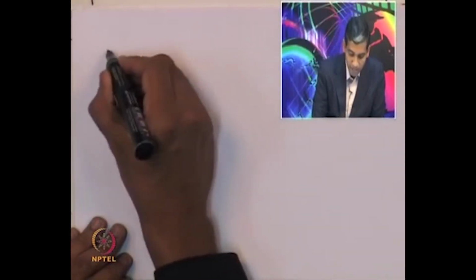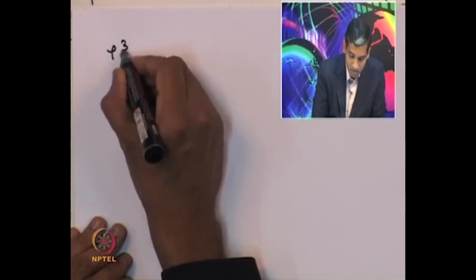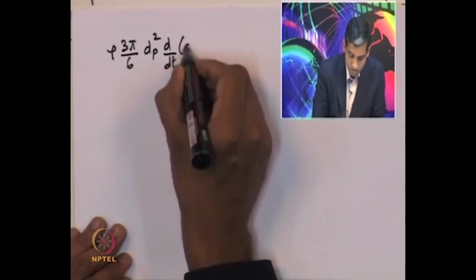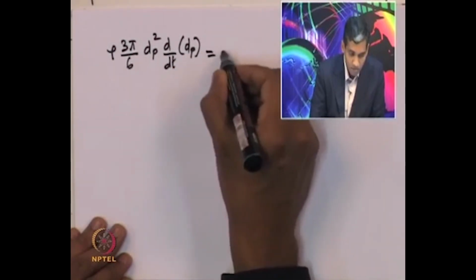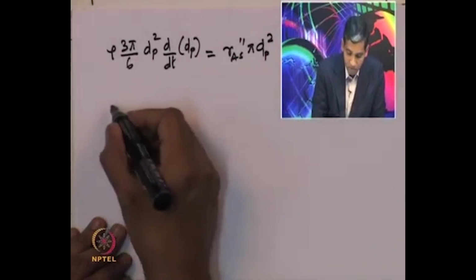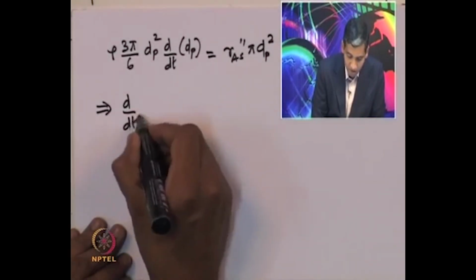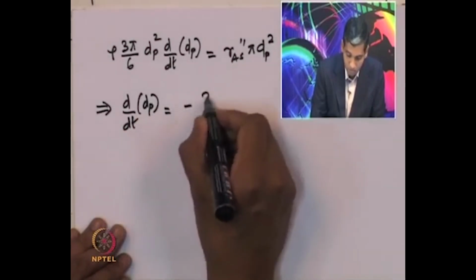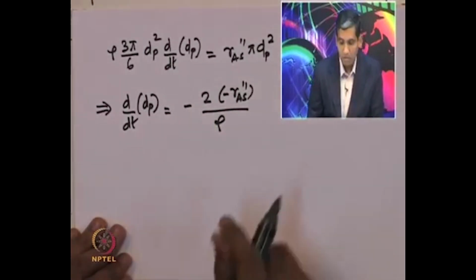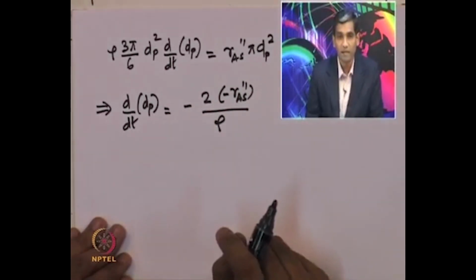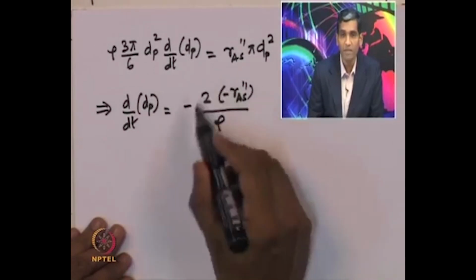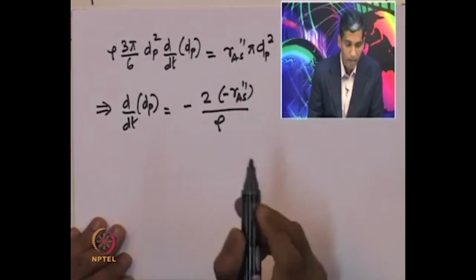Now this equation can be further simplified as rho times 3 pi by 6 times dp squared times d dp by dt, equal to R_AS times pi dp squared. This can be simplified as d by dt of dp equal to minus 2 times R_AS double prime divided by rho. So, that is the expression for the rate of change of the diameter of the drug particle as a function of time, and how it is related to the surface reaction rate and the density of the particle.